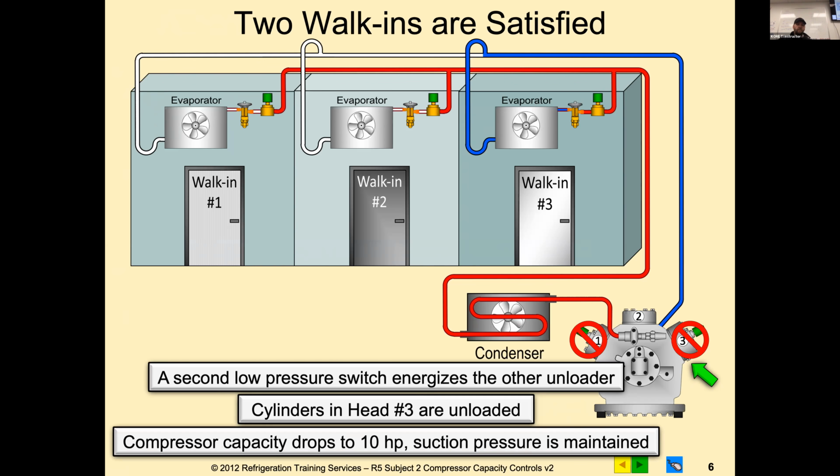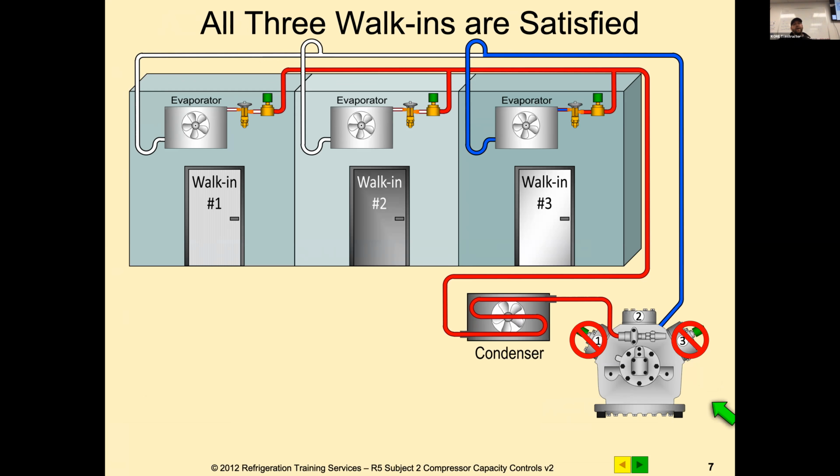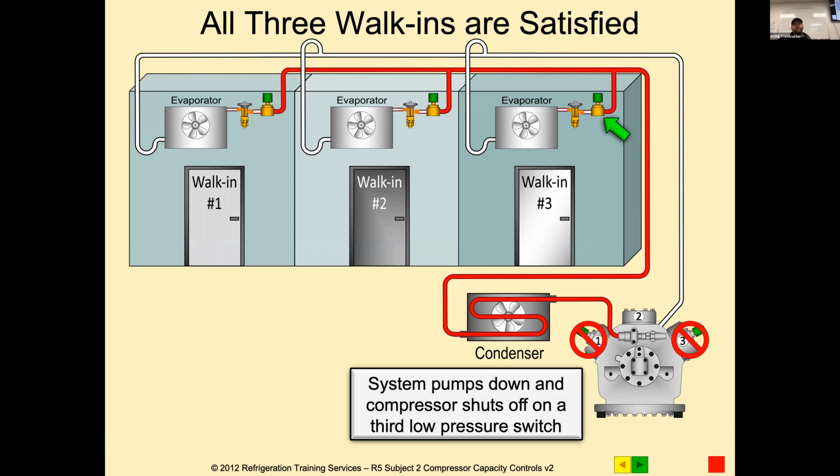So pressure capacity drops to 10 horsepower, suction pressure is maintained. So if they all satisfy, then obviously the compressor pumps down, shuts off. Any questions on that? That's pretty baseline unloading when you get into mechanical unloading. Now, if we're doing electronic unloading through like a controller, that's going to be different. This is just off of mechanical switches. So low pressure controls.